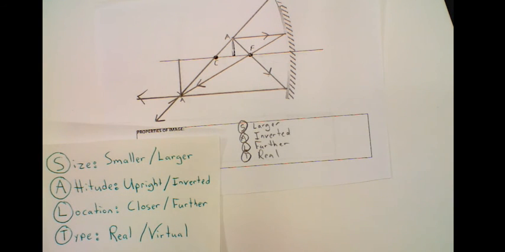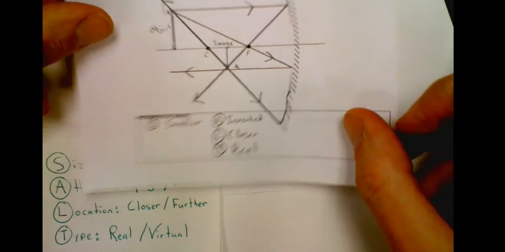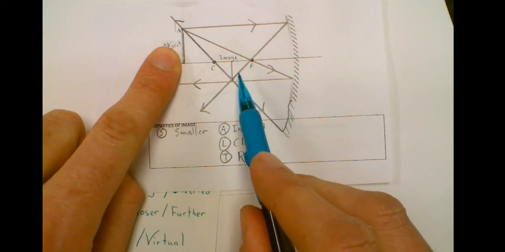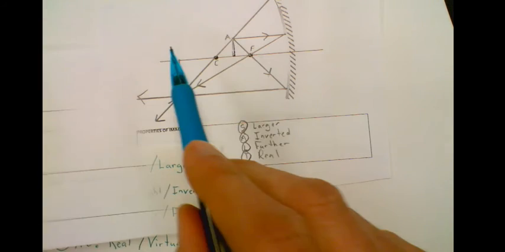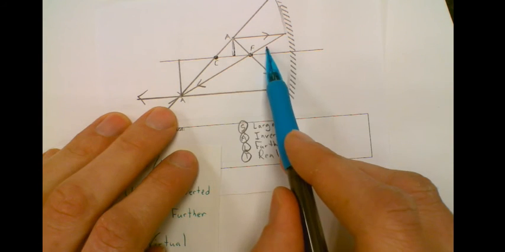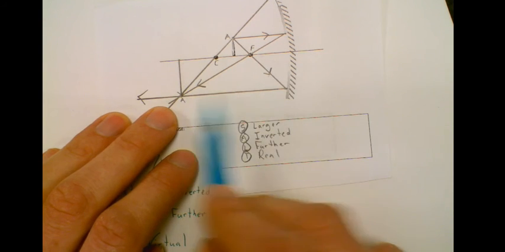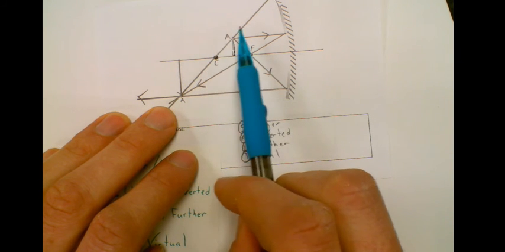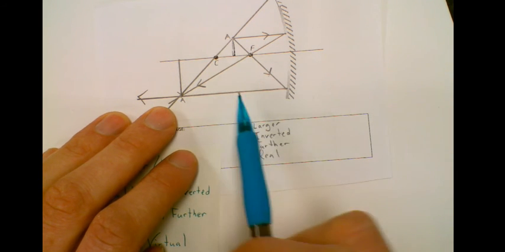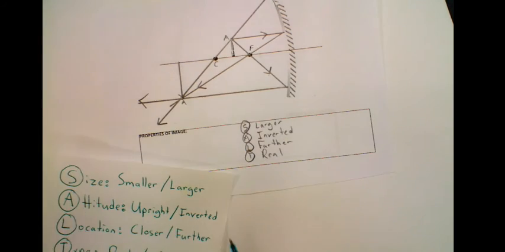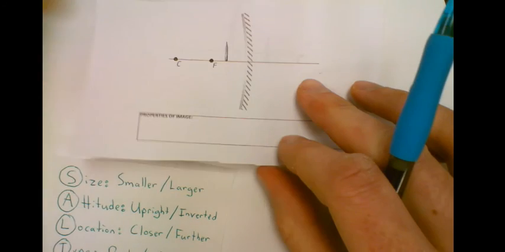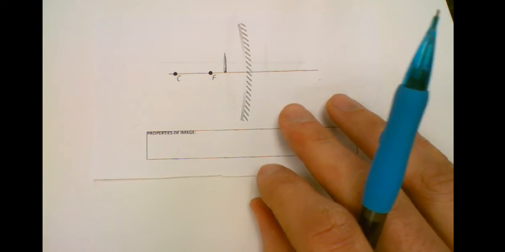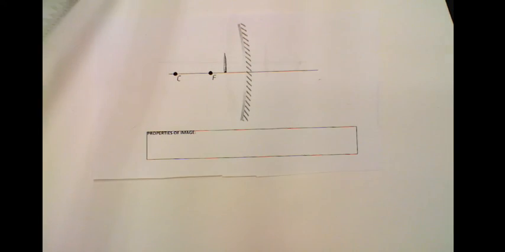So as you noticed, so far, we started off with this one, where the object was further away from the mirror, and the image was small and close. Now we move that object closer, and now the image is larger and further away. So the closer you move the object to the mirror, the bigger the image gets, until you get past the focal point. And when you get past the focal point, something really different happens. So let's see what happens here.